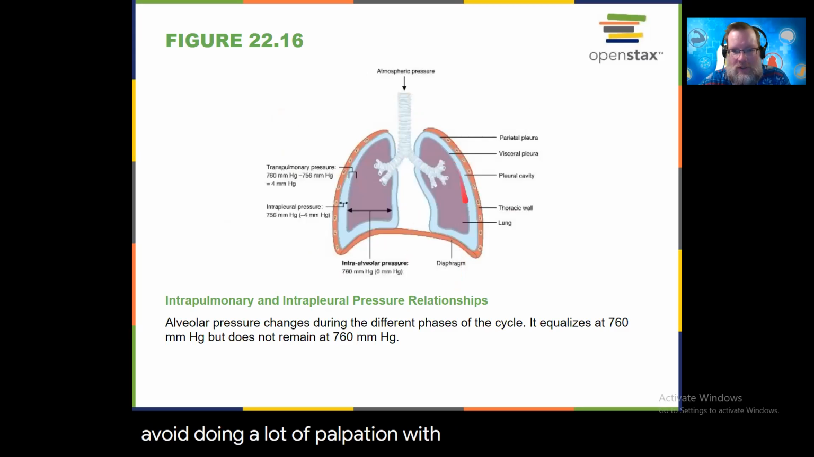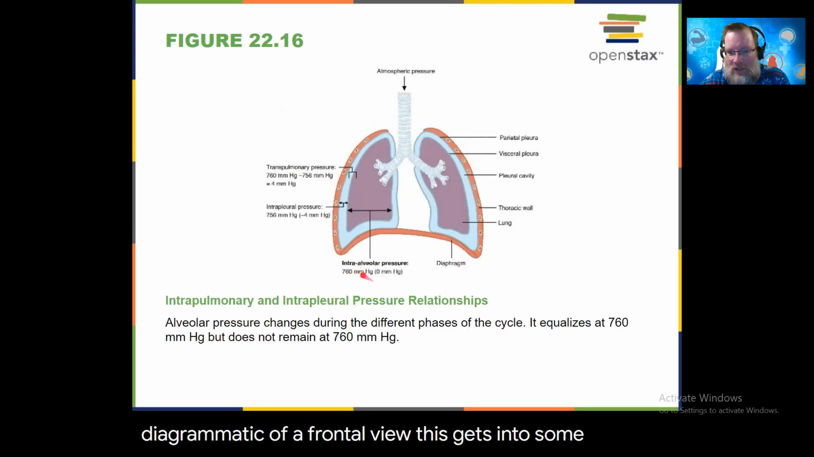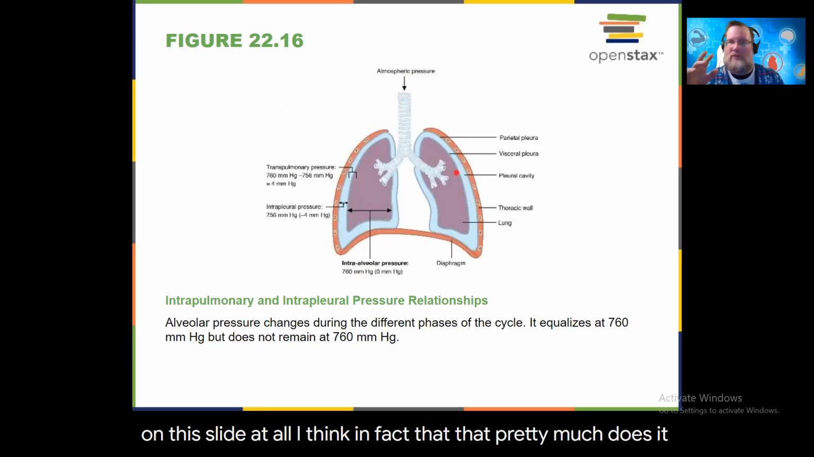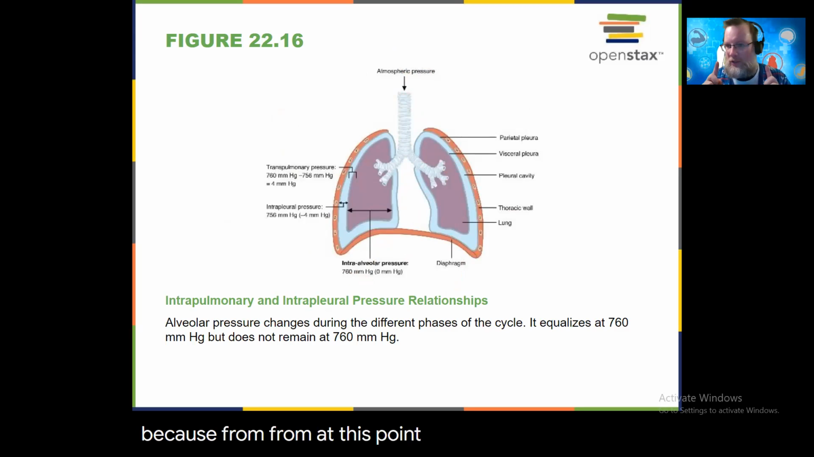Well, here's just another look, more diagrammatic, of a frontal view. This gets into some pressure stuff and physiology. So I don't want you guys to get hung up on this slide at all. I think, in fact, that pretty much does it, because from this point on in the chapter, it's all physiology. So we're just going to put on the brakes.